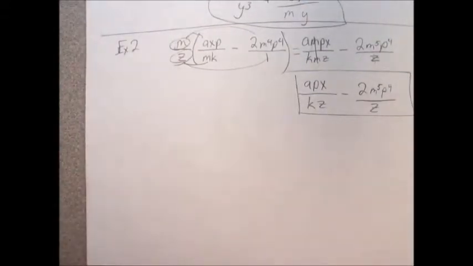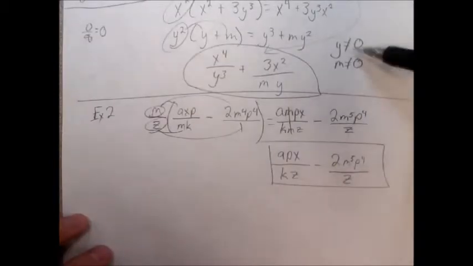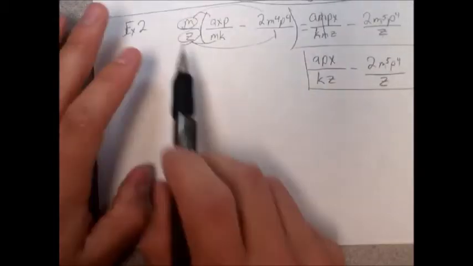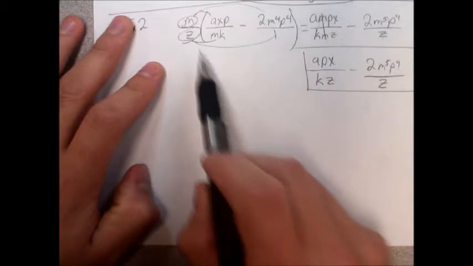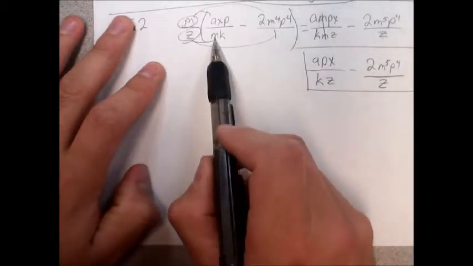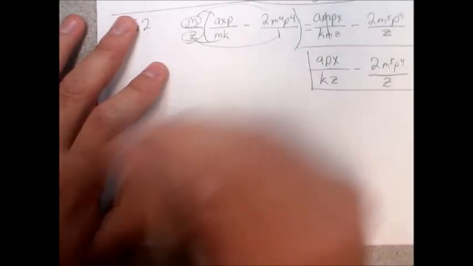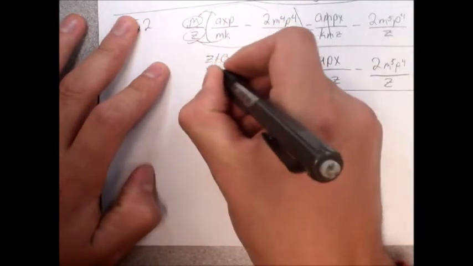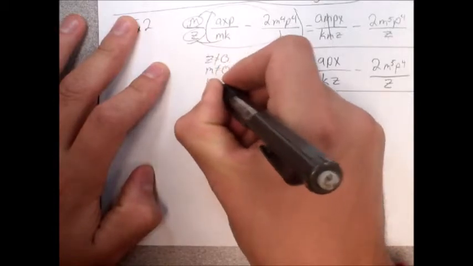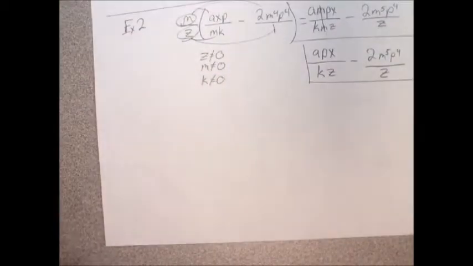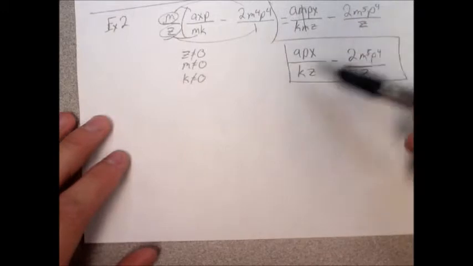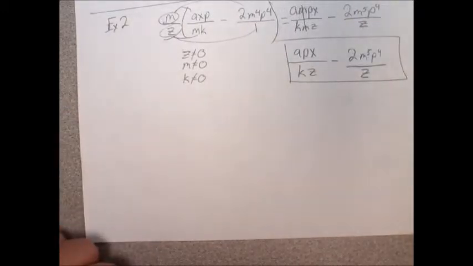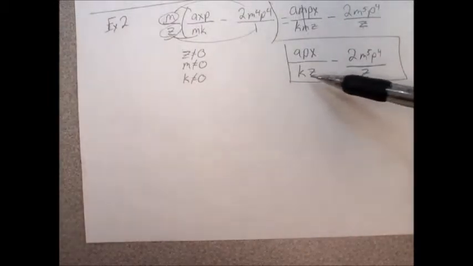I need to identify, these are called excluded values. I need to identify my excluded values from the beginning step, from the very original. So I have a Z, I have an M, and I have a K, and they're all being multiplied. So Z is not able to be 0, M is not able to be 0, and K is not able to be 0. Because if they are 0, then it makes our expression here undefined. There's a reason it says rational expression. It has to be able to make sense. If it doesn't, then it's not rational anymore.